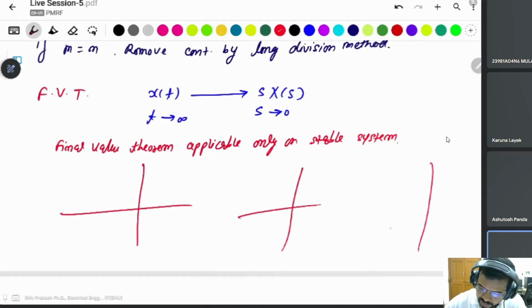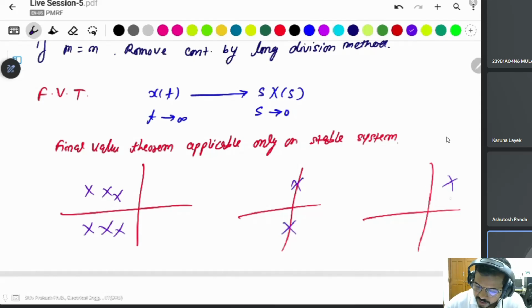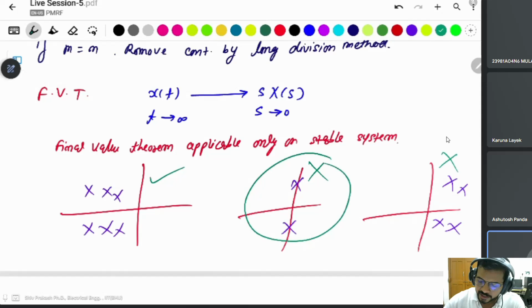If you want to check in Cartesian form, all the poles of the system should be on the left side of the 0. If there is a pole on the omega axis or on the right side of the omega axis, then you can't apply the final value theorem here. You can apply the final value theorem only here. In this case, same thing.